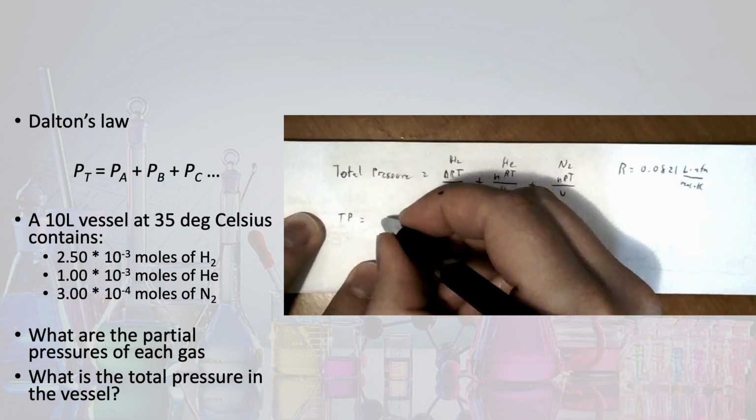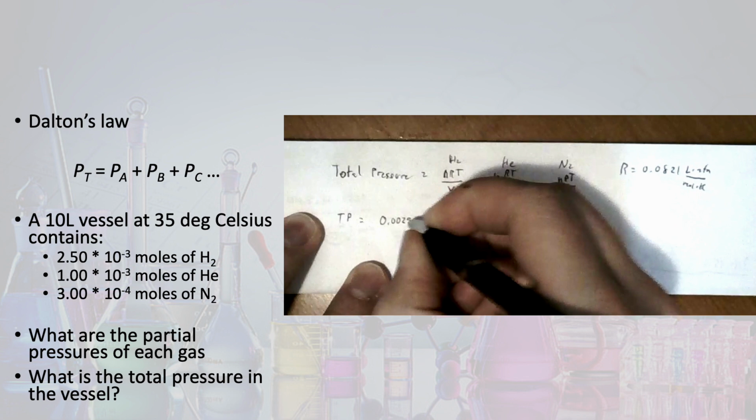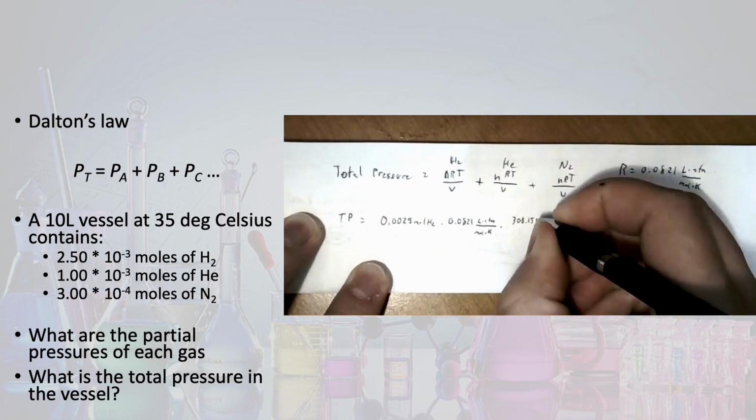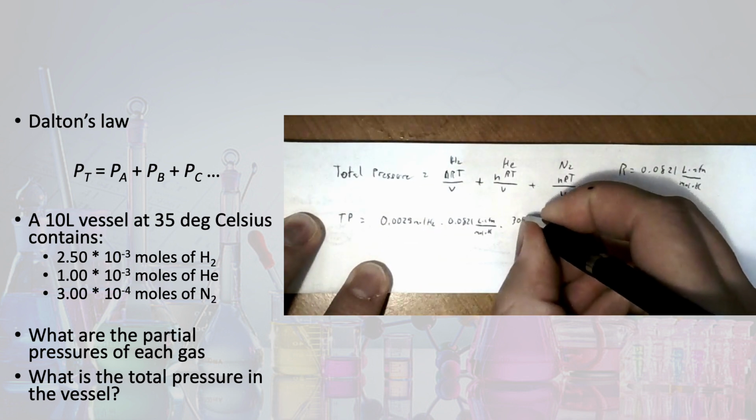So above, right, we have total pressure equals the partial pressure of each of these gases, calculated using the ideal gas law, rearranged for P, and we are going to use our R constant of 0.0821 liters times atmospheres divided by moles times Kelvin, right? So we're going to set up our equation here, I hope.